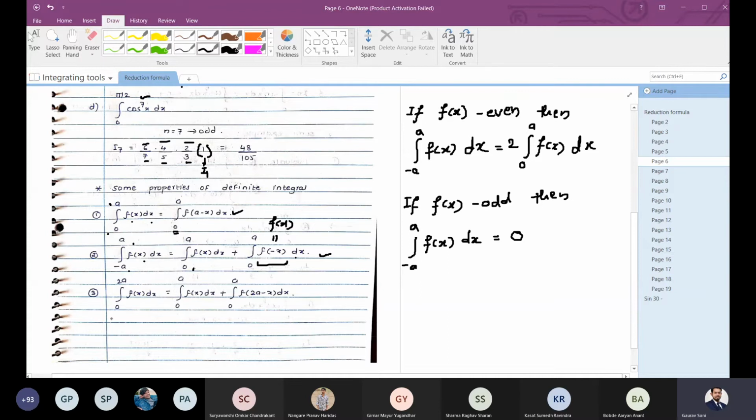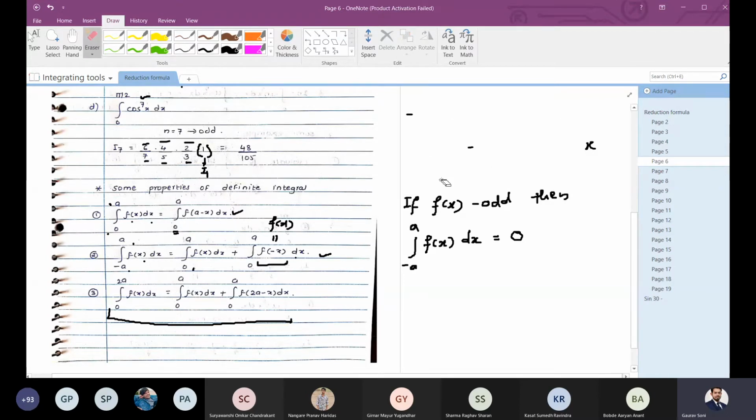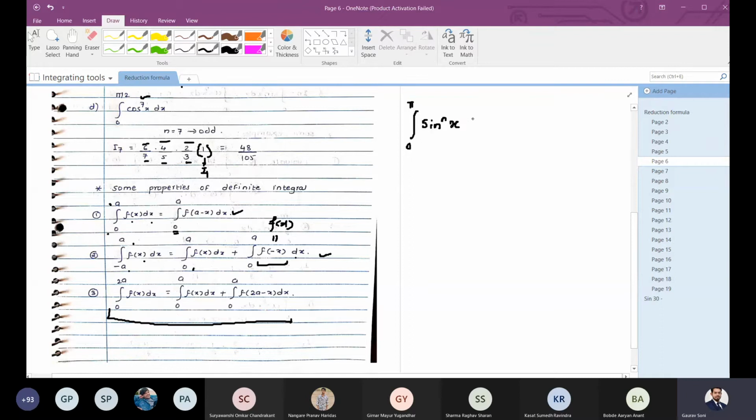Last and a very important property, 0 to 2a f of x dx is equal to 0 to a f of x dx plus integral 0 to a f of 2a minus x. I'll just give an example over here to see the use of this property, and we will use this property in each and every deduction. Say we have the formula for 0 to pi by 2. Okay, so I'll take the formula 0 to pi sine raised to n of x dx.